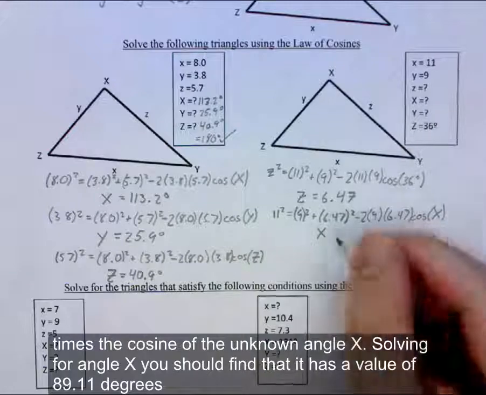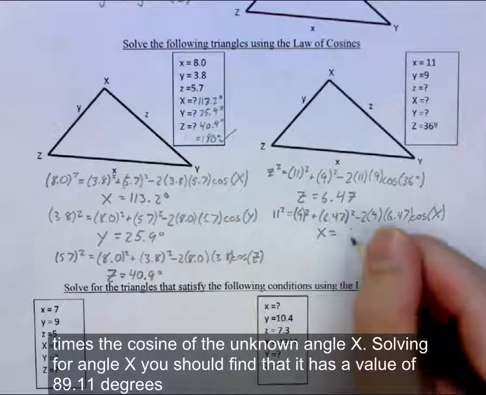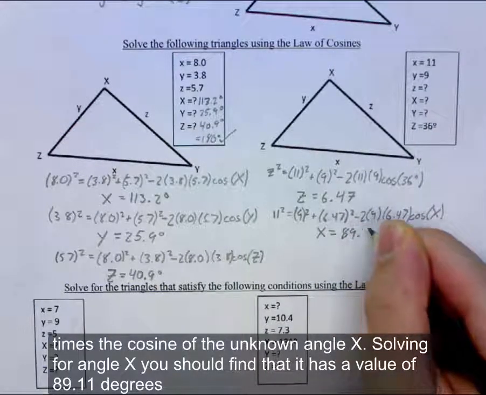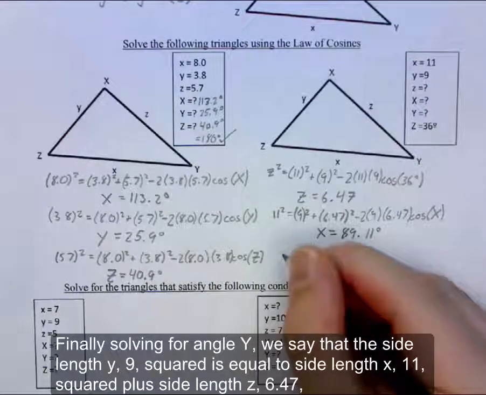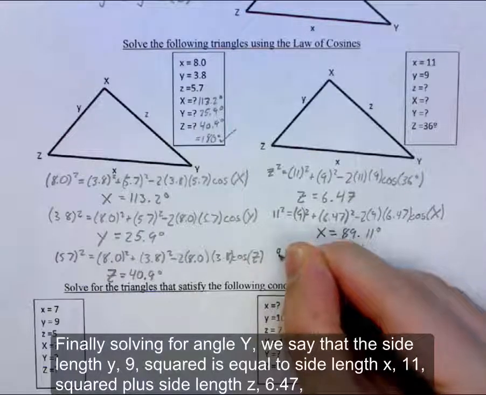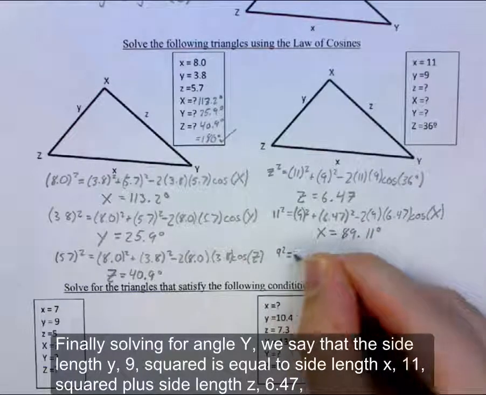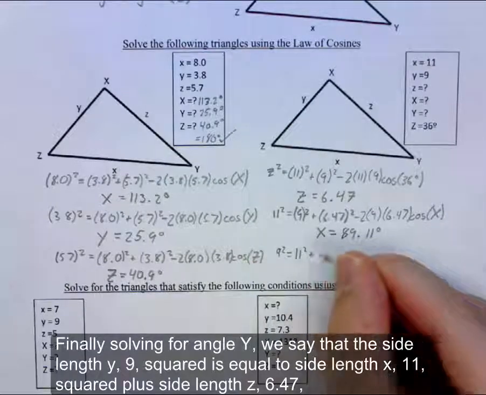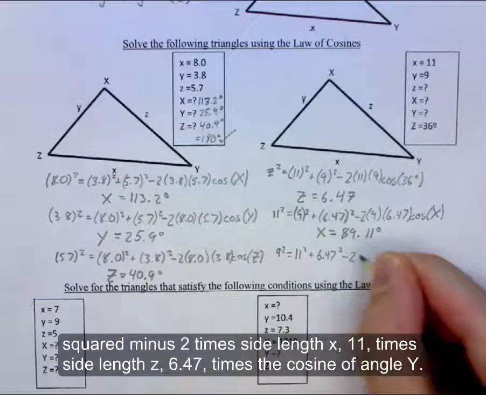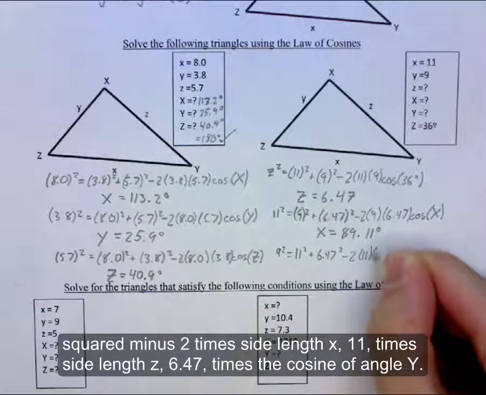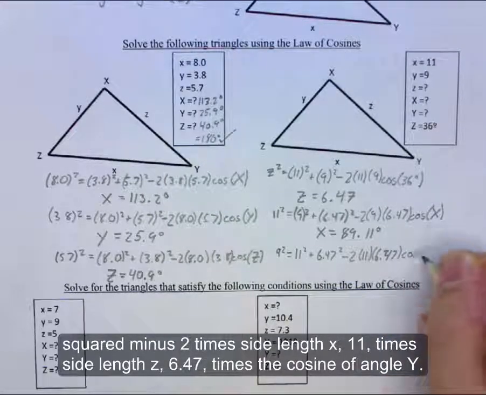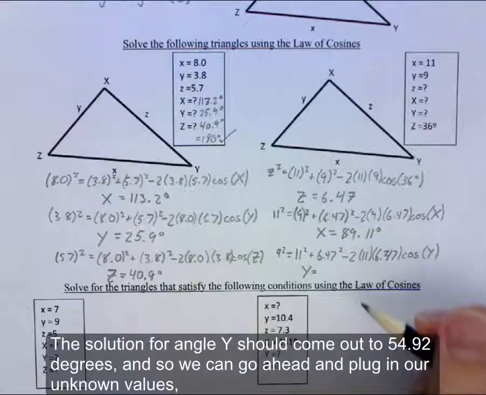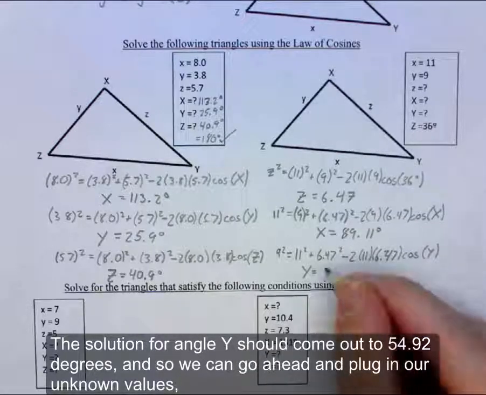Solving for angle x, you should find that it has a value of 89.11 degrees. Finally, solving for angle y, we say that side length y, 9 squared, is equal to side length x, 11 squared, plus side length z, 6.47 squared, minus 2 times side length x, 11, times side length z, 6.47, times the cosine of angle y.